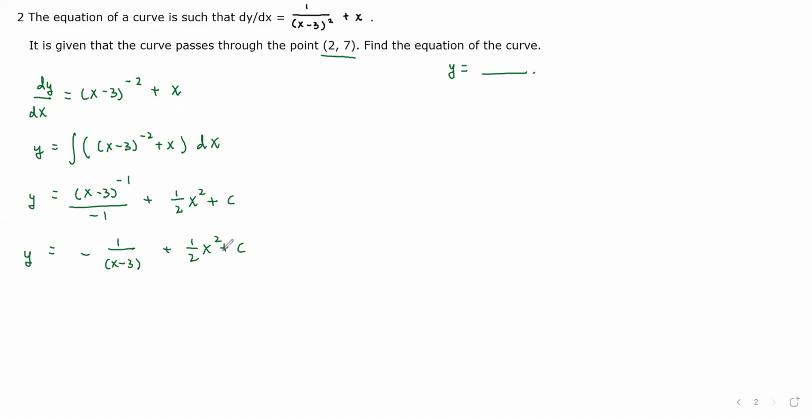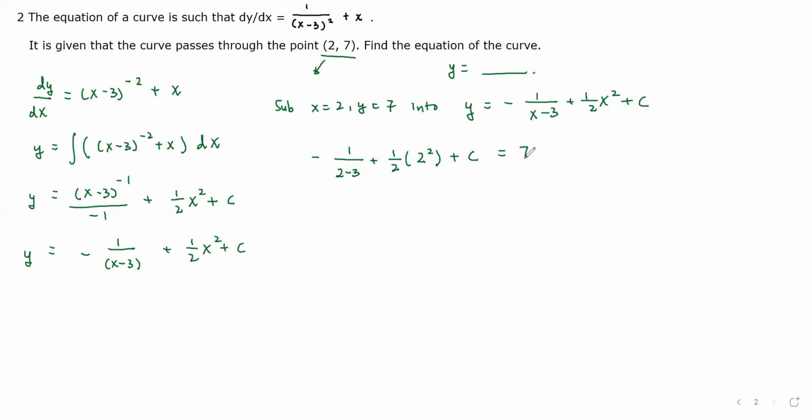To find the constant of integration from the point 2 and 7, we substitute x equals 2 and y equals 7 into y equals negative 1 over x minus 3 plus 1 over 2 x squared plus c. Replace x with 2, we have negative 1 over 2 minus 3 plus 1 over 2 times 2 squared, plus c, and y is 7.